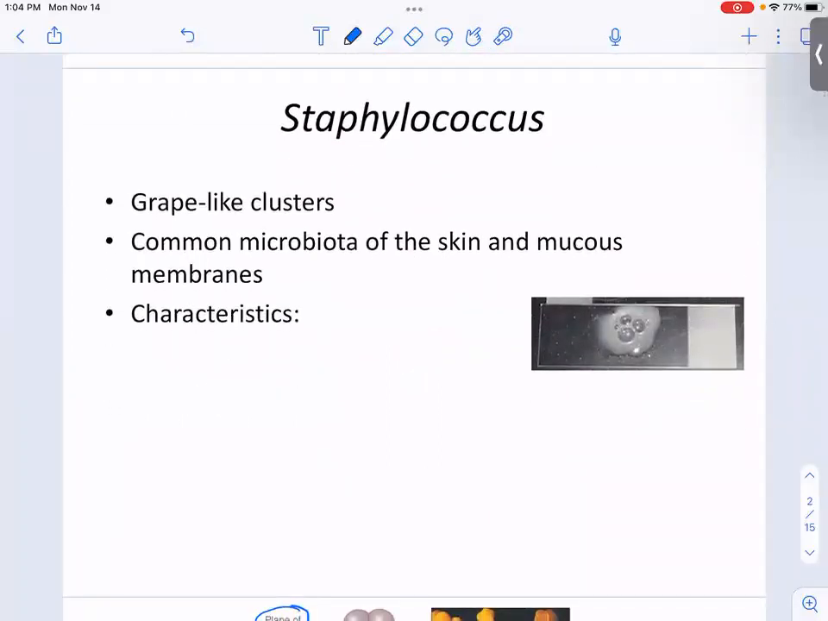Where do we find them? Very commonly, they're just normal microbiota on the skin, upper respiratory tract, mucous membranes like the respiratory tract, for example. Let's see, what else? Characteristics. So they are catalase positive.